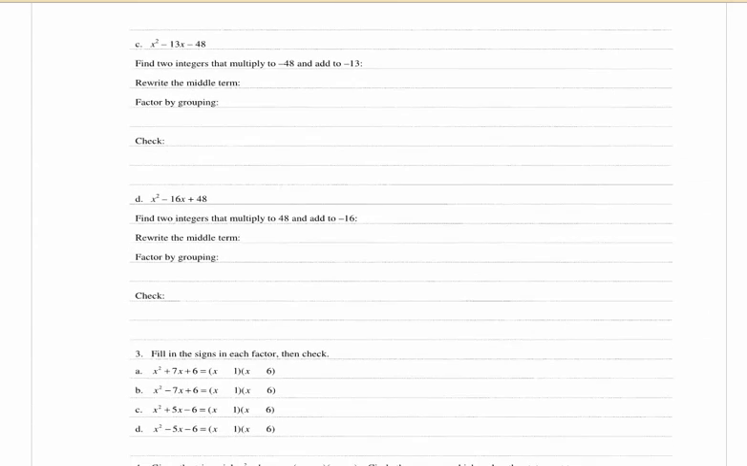In C, we have x squared minus 13x minus 48, and we need to find two integers that multiply to negative 48 and add to negative 13. And again, we're going to use the factors of 3 and 16, but this time our 16 is going to be negative, so we're going to have 3 and negative 16. And now we want to rewrite the middle term. So I'm going to have x squared minus 16x plus 3x minus 48.